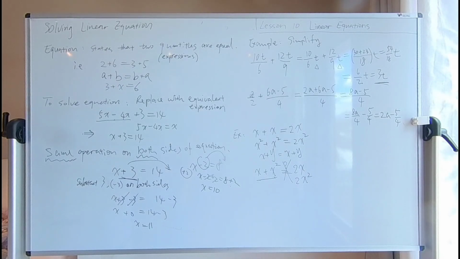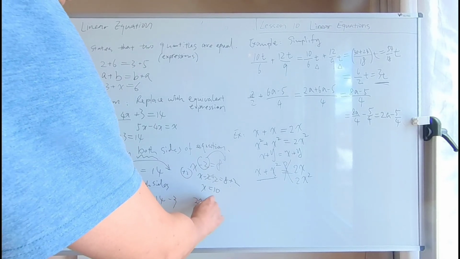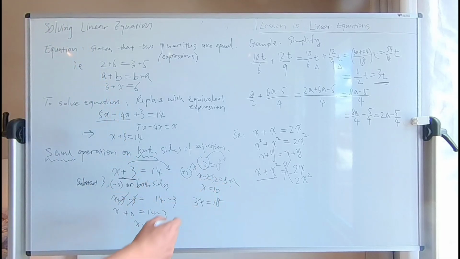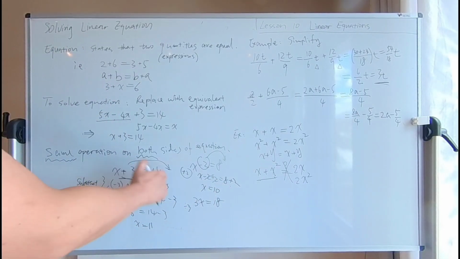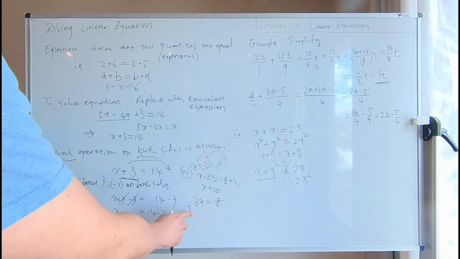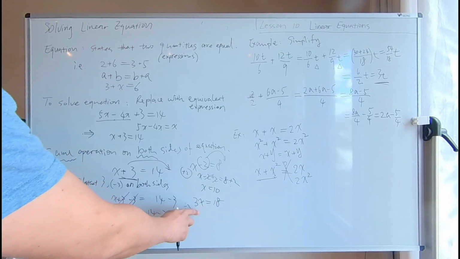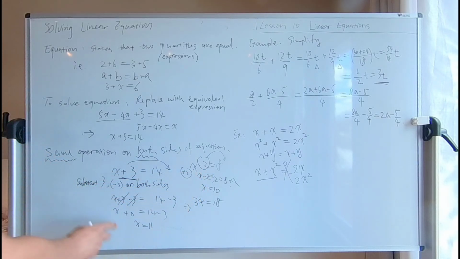And furthermore, I can use multiplication and division as well. For example, I have 3x equals 18. It means I can divide, right? All I want to do is to isolate the variable, this x. So I have 3x, and by the end of all such operations, I want to get something like x equal to something, right? A single x equal to something.